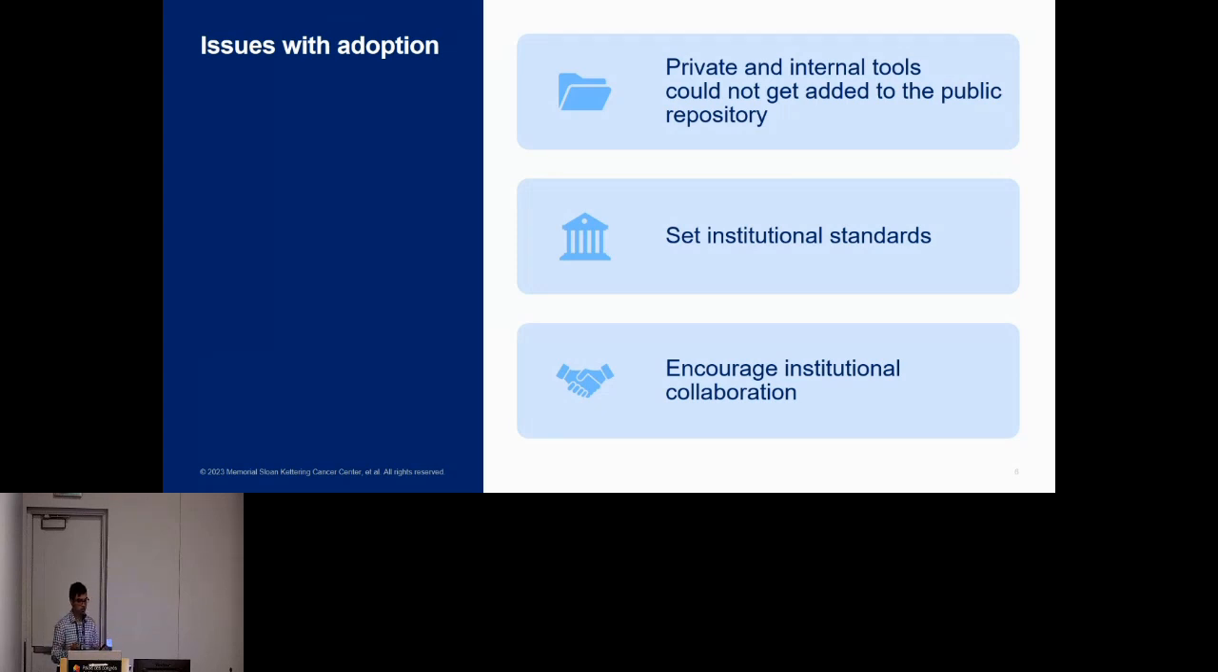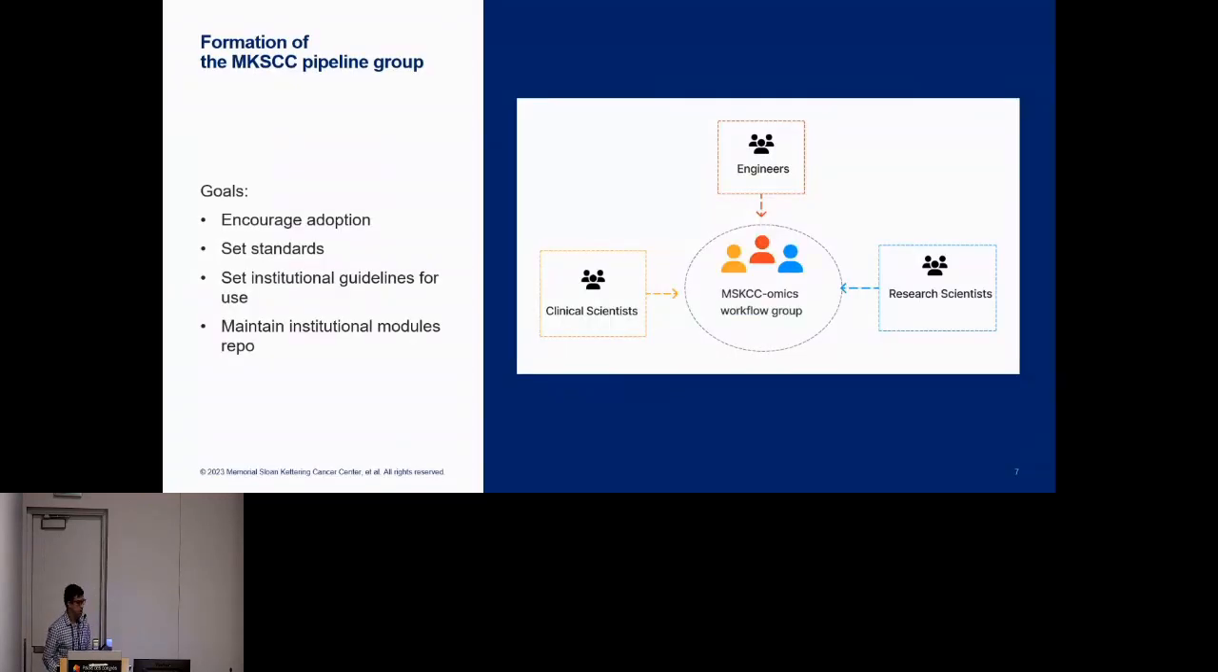We also want to encourage institutional collaboration. We want to introduce NF-Core to the institution, have them contribute as well. And I feel like it's best to do that when we have our own local group set up and have a community going on there. And so this led to the formation of the MSKCC pipeline group. We're a group of clinical scientists, researchers, and engineers who are really coming together and asking the question, how do we encourage more Nextflow adoption within our team? How do we encourage more collaboration, less duplicated work, set some standards, and maintain those guidelines?